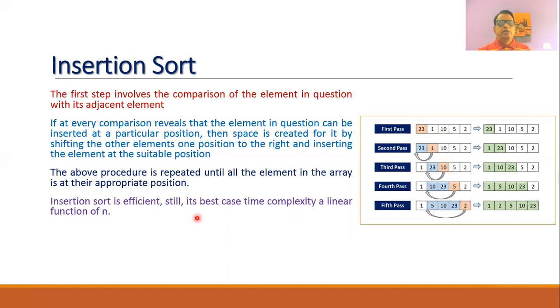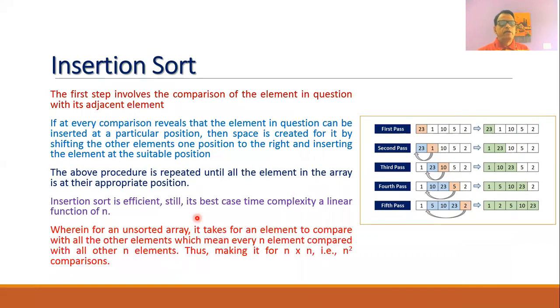So this method is an efficient method because the number of comparisons that we need to perform in this method is less. But still, the best case complexity for this method is of the order of n. While for an unsorted array, every element is to be compared with all other n elements. Therefore, in this algorithm we are making n into 1, n into n, that is, n square comparisons.